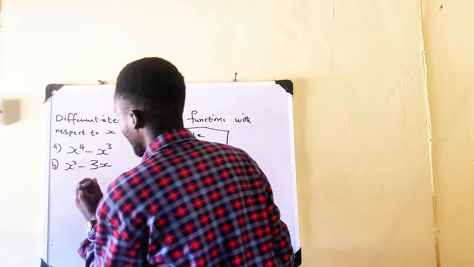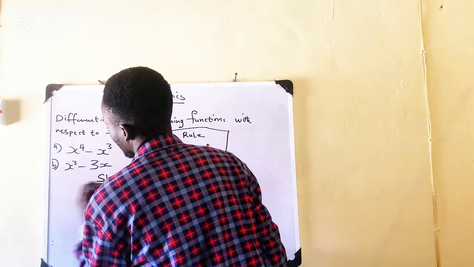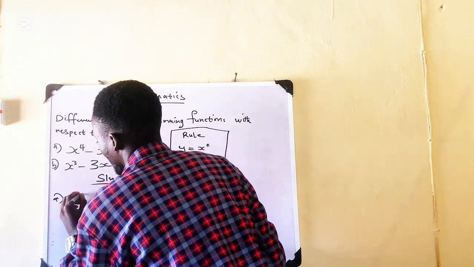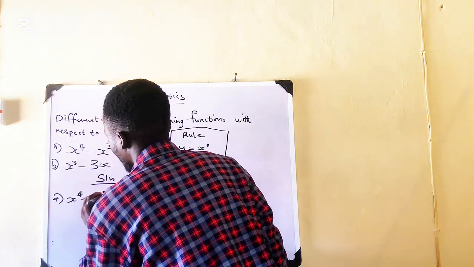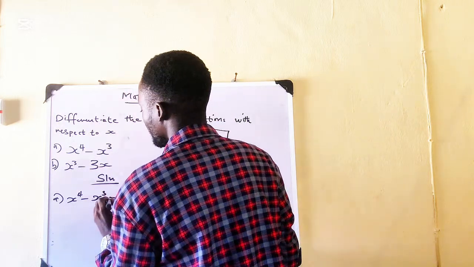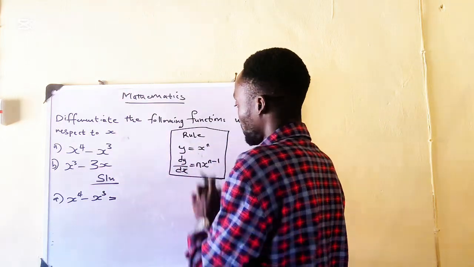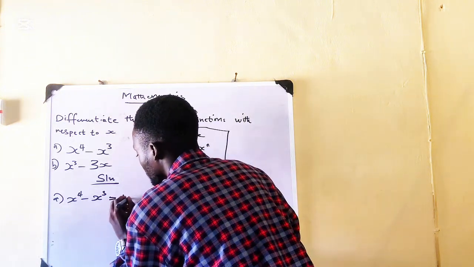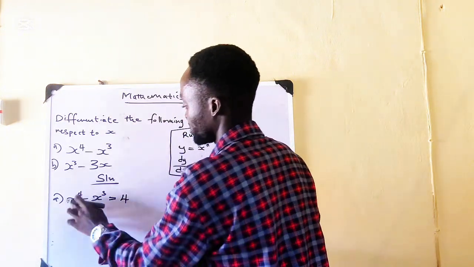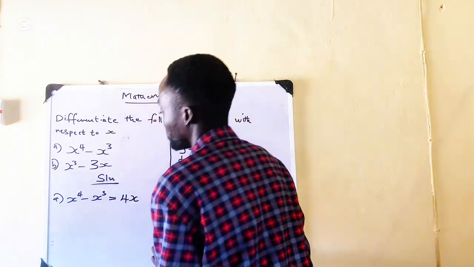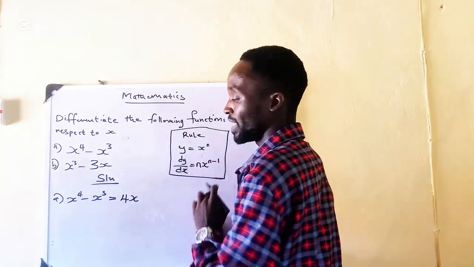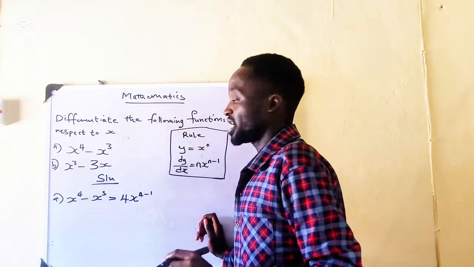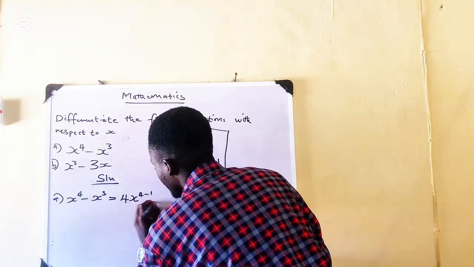So first thing, let's write our solution. That is the most important thing. So we are given x raised to the power of 4 minus x raised to the power of 3. To differentiate this using the rule, we are going to bring the power down. The power is 4, so you write 4. Then we write x. Then we subtract 1 from the power, so that means this will become 4 minus 1. Is that clear? Minus, we write this minus.